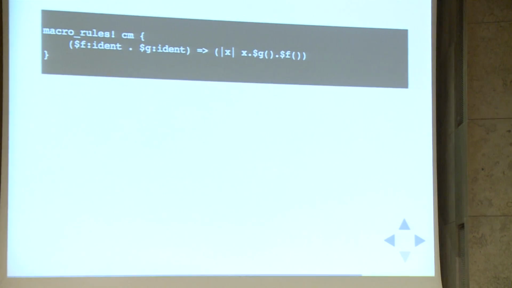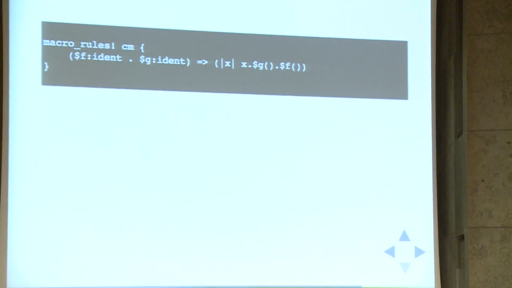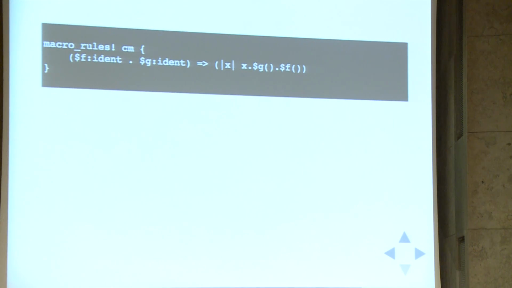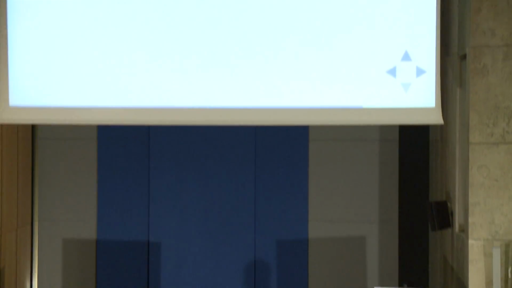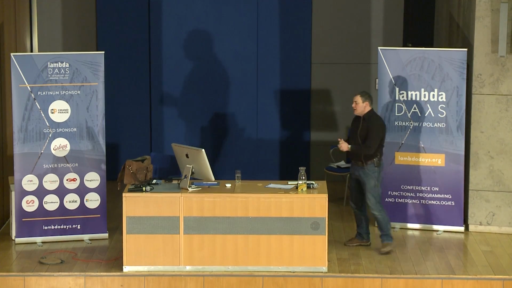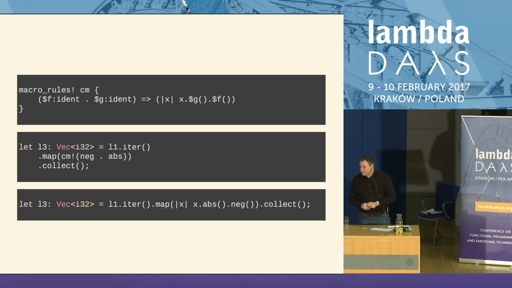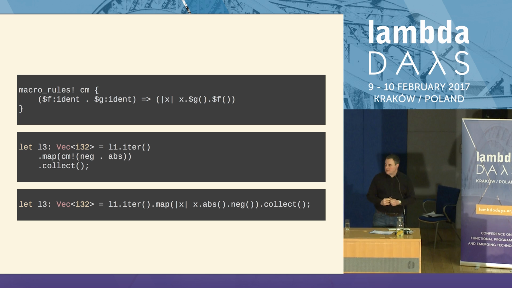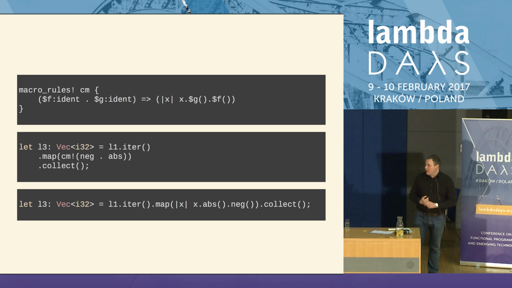This is the syntax to create macros. It looks a lot like a function. There's a thing on the left that defines a pattern that the compiler will look for, and the thing on the right after the double arrow says it will be replaced with this. So in this case, we've got two identifiers, $f and $g, separated with a dot. And this will be translated into a closure, which takes an argument and applies those two in order.